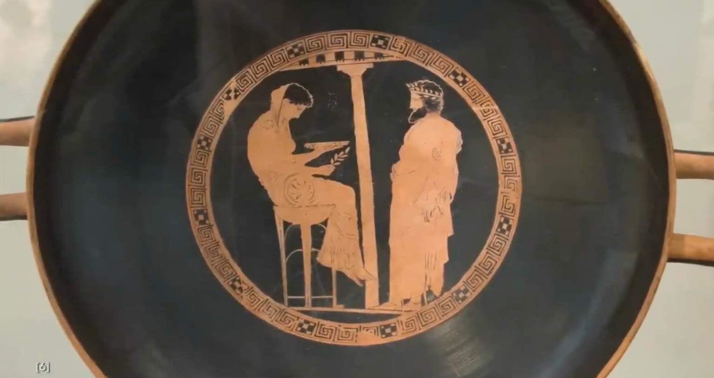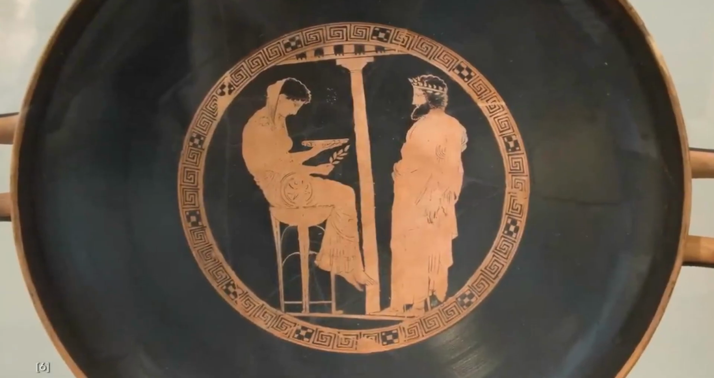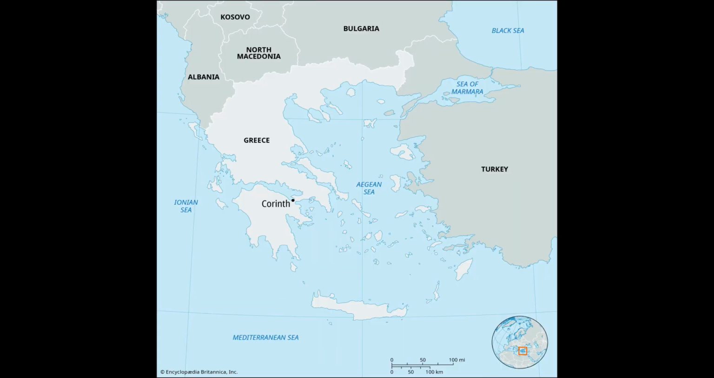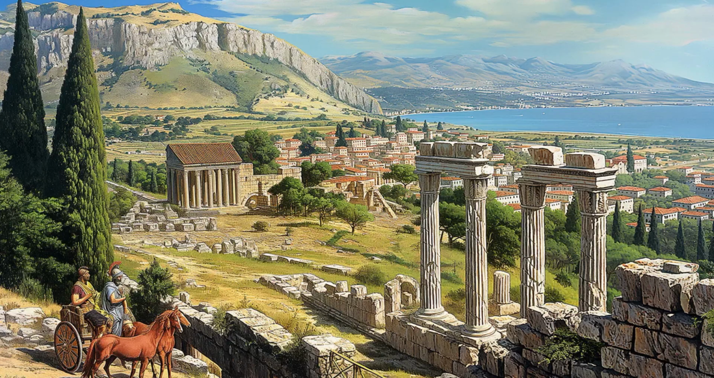This could be taken to view the Minoans as the mother civilizational entity, which provided the early cultural DNA establishing factors in terms of an identity along with an impetus on trade, which meant economic development that thus provided an early nurturing envelopment of some sorts for the later Greeks. We may here, for instance, mention the city-state of the wealthy Corinth, which also prospered due to its location where one could tax economic activity in order to expand one's economy.